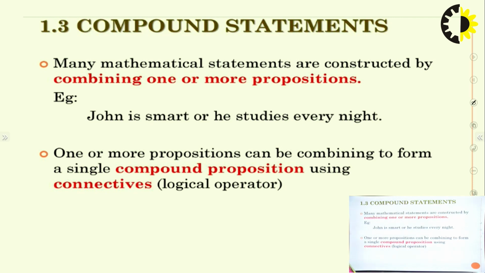An example of a compound statement is given over here. John is smart. He studies every night. Now, these are two different statements, that is, John is smart, he studies every night. We have combined these statements using this or. So now it becomes a compound statement, that is, John is smart or he studies every night. So this is what we mean by a compound statement. In the same way, if I join two or more propositions using some connectives, I can call it a compound proposition. Here the connectives are logical operators through which we will be combining different propositions.